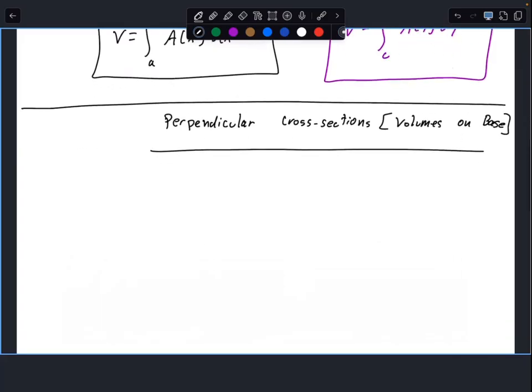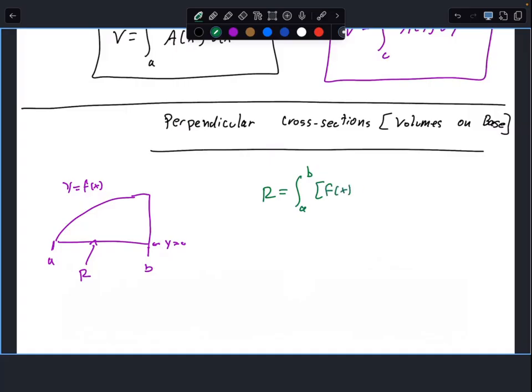So let's say here's our region. Here's our base for our region. This is R, and R is going from A to B, and we have some function y equals f of x, and we have the x-axis right here. This is y equals 0. Then we know from our previous work that R is just equal to the integral from A to B of f of x minus 0 dx. So we find the region of R.